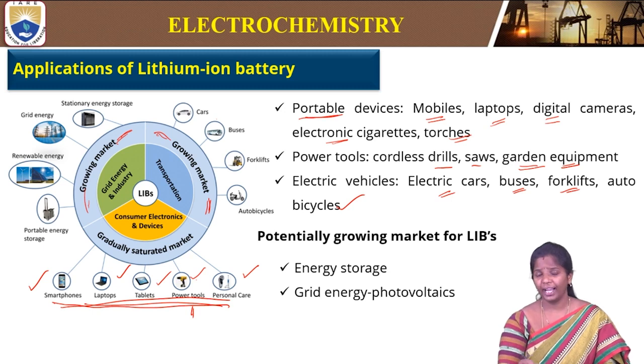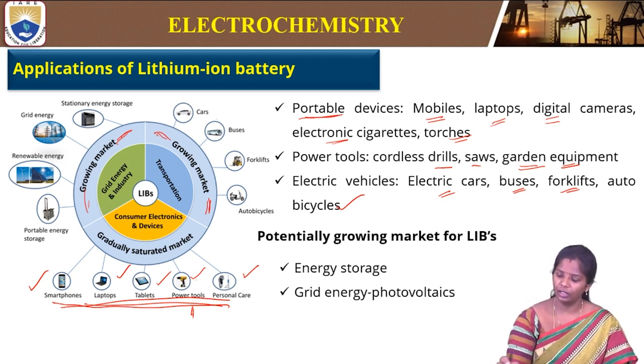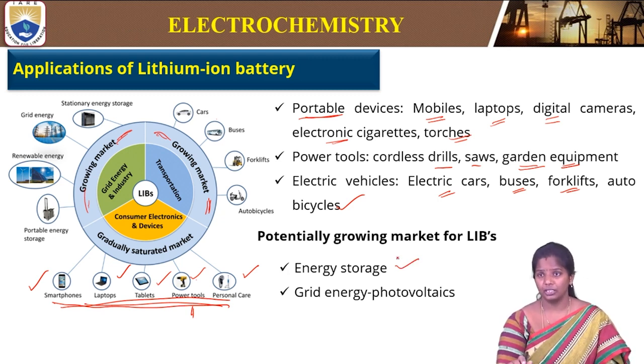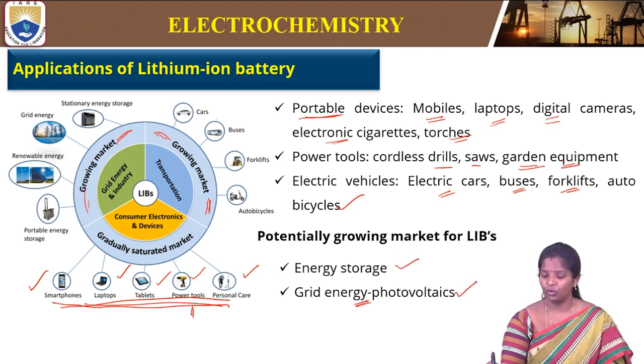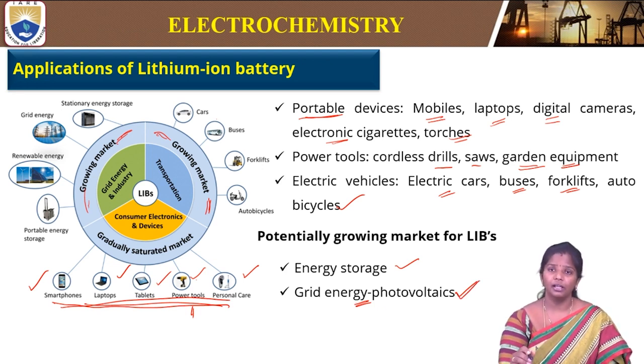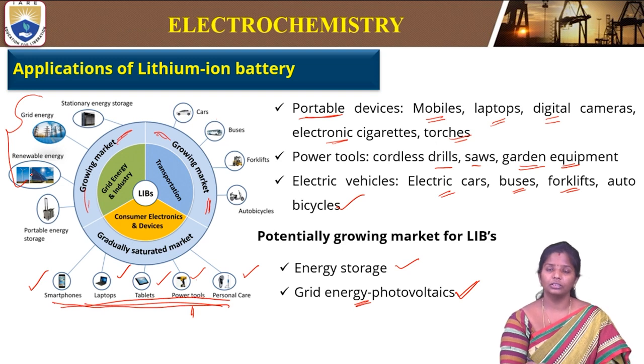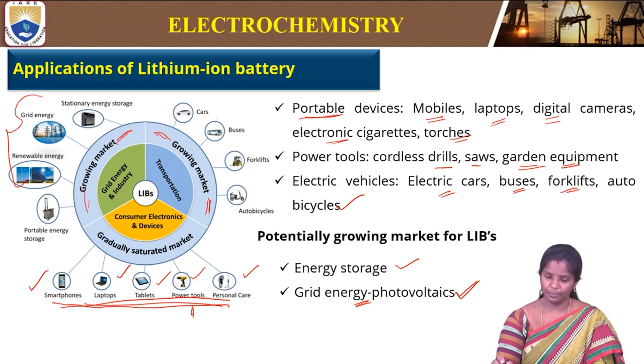As we know, solar energy is being converted into electricity. So the grid energy or the photovoltaics has wider applications for batteries and supercapacitors, especially lithium ion batteries, wherein it can be stored. The renewable energy that is generated during daytime can be stored in these batteries and can be used during the nights. So these are very important applications for lithium ion batteries.